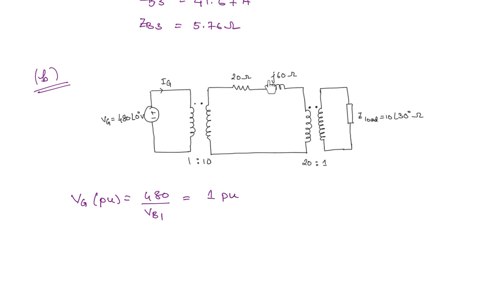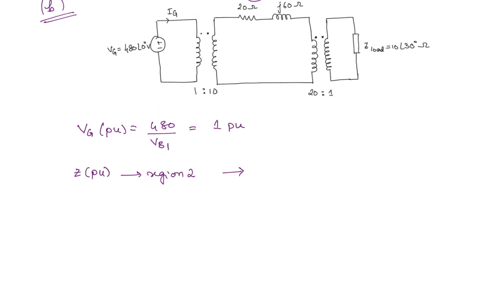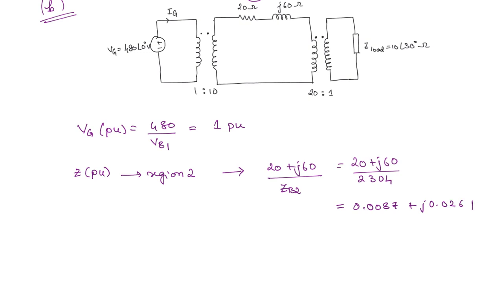Next, what you have, 20 ohm plus J60 ohms. So this we will take as impedance Z. Okay. So now we want Z per unit. Remember that this is in region 2. So we have to take the base values of region 2, right? So you are going to get here 20 plus J60 divided by Z base 2. Okay. So how much did we get Z base 2? 2304 ohms. So this, if you solve, if you calculate, you are going to get 0.0087 plus J 0.026 per unit.